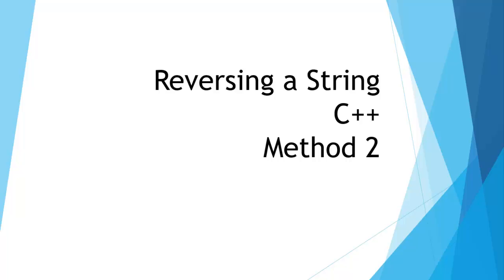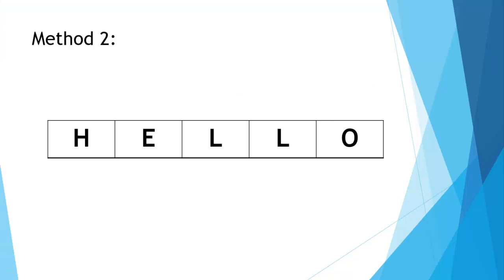In this method, we're going to be swapping characters within an existing string instead of creating a new string like in our last method. Here's how the algorithm works for strings with an odd amount of characters.